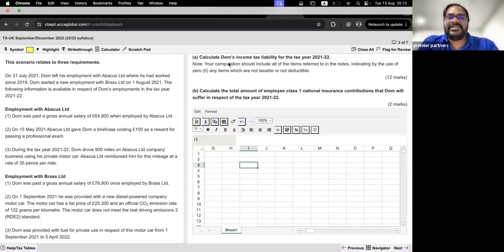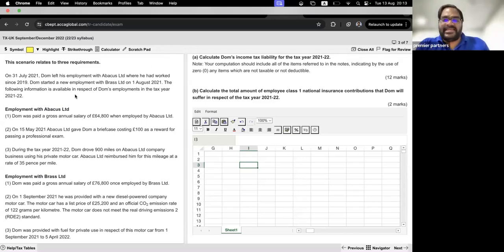So first requirement, calculate Dom's income tax liability for the tax year. Note, your computation should include all of the items referred to in the notes, indicating by the use of zero any items which are not taxable or not deductible. So if there is no impact, you have to go with the zero, like I always say. Let's walk through the scenario.